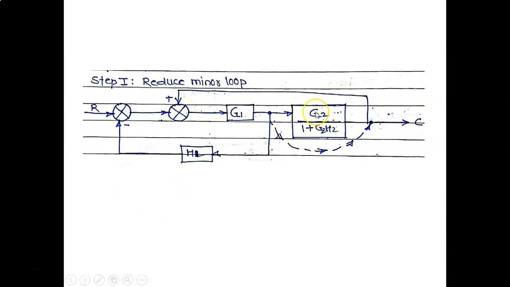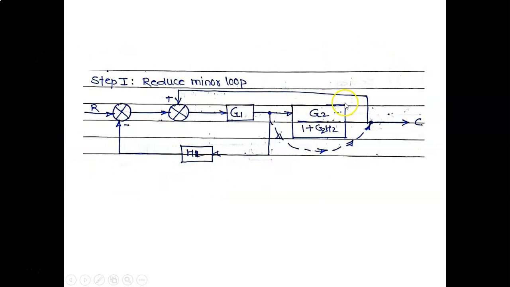Now, every time you have to analyze which rule we have to apply to reduce this block diagram. 8 different rules we have seen. Blocks in series, blocks in parallel, associative law for the summing point, then shifting the summing point behind the block, shifting the summing point after the block, shifting the takeoff point behind the block, shifting the takeoff point after the block, then reduction of minor feedback loop. These all 8 rules we have seen. Every time you have to think which rule we have to apply.